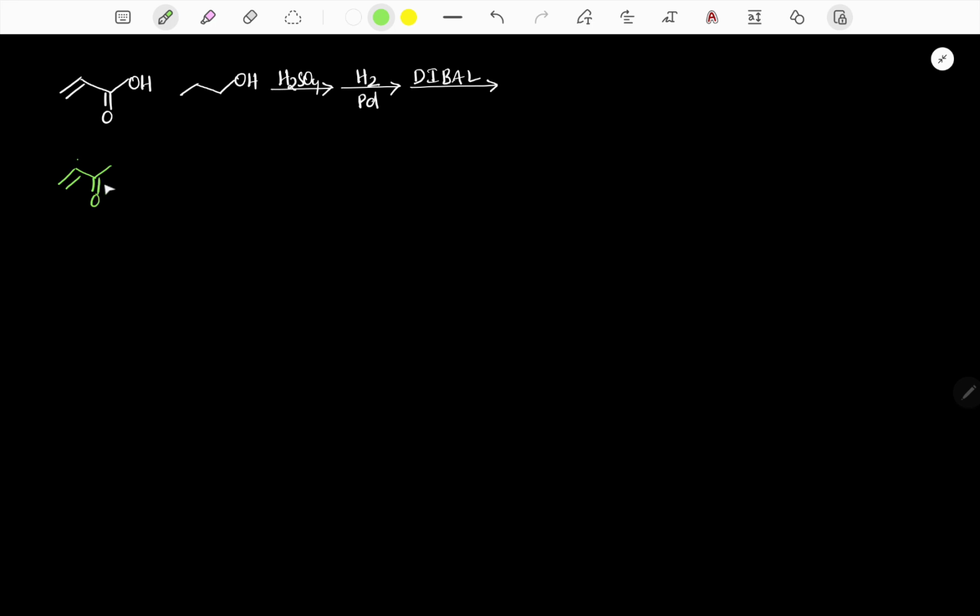The reactant is a carboxylic acid and an alcohol. It is treated in the presence of H2SO4. So the carboxylic acid and the alcohol undergo esterification. This is known as Fischer esterification, and forms the corresponding lactone.